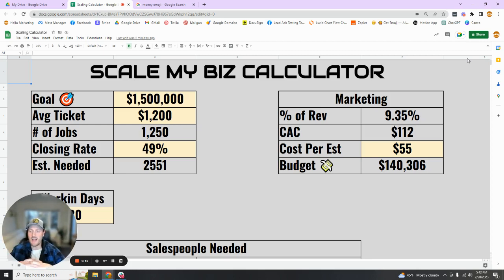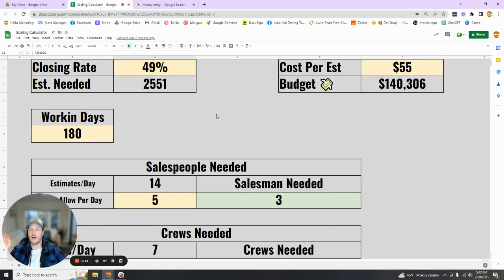Okay? So I'm going to go ahead and dive into this thing. Super cool, super, super easy. We're going to take it right from the top. So everything in yellow here is able to be adjusted. Everything else auto populates. Okay.